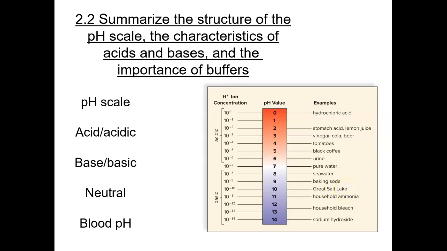The second point, the second learning outcome, is in section 2.2: summarize the structure of the pH scale, the characteristics of acids and bases, and the importance of buffers. And the pH scale is a scale from 0 to 14. And what it does is it describes how acidic or basic something is.